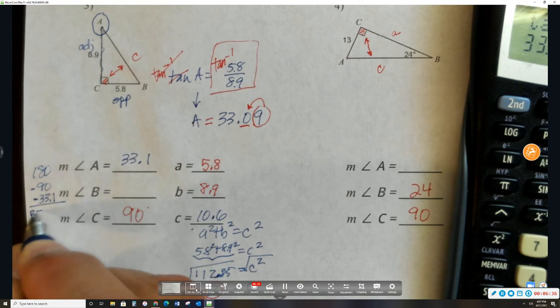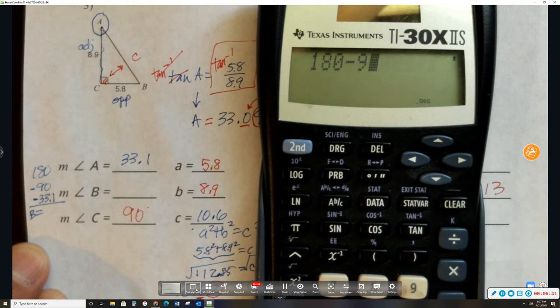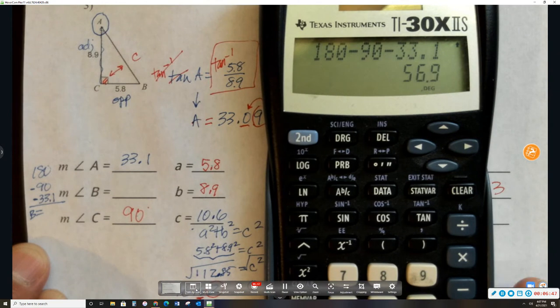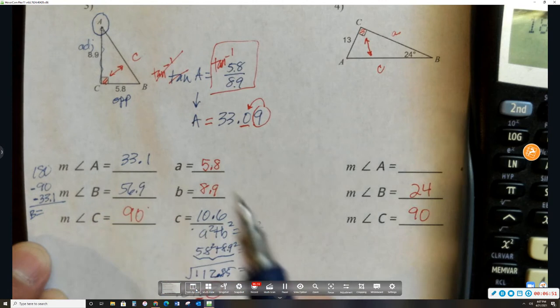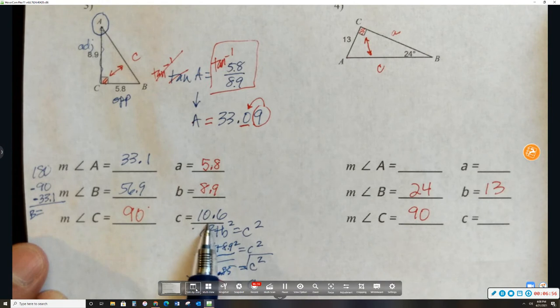to find angle B. It's going to be 180 minus 90 minus 33.1, 56.9. And those are the three angle measures and the three side measures.